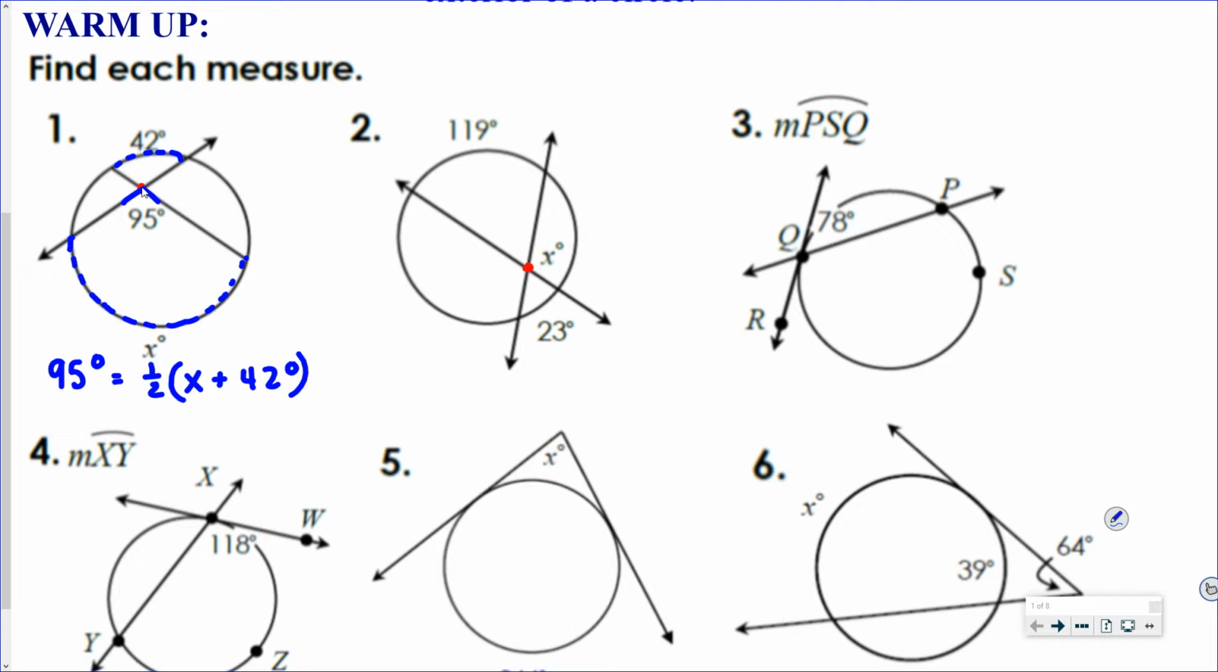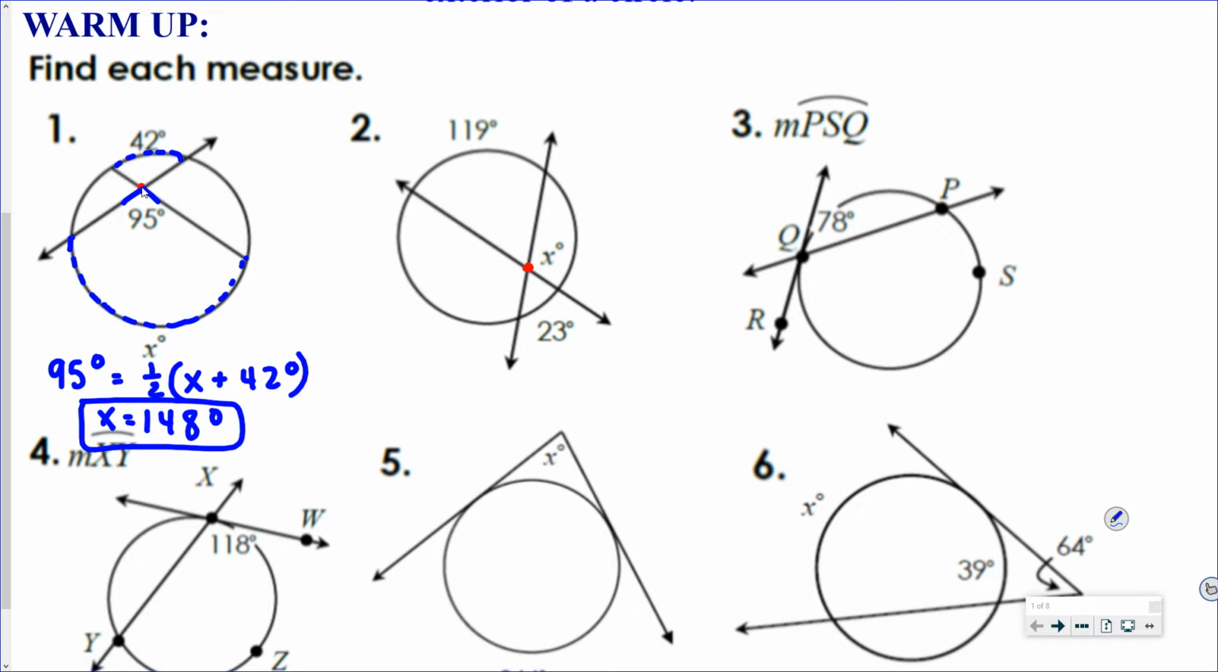To solve this, times both sides by 2, minus the 42. I got x to be 148 degrees. All right, obviously you can check this answer by taking the sum of those, dividing it by 2, and you get 95.